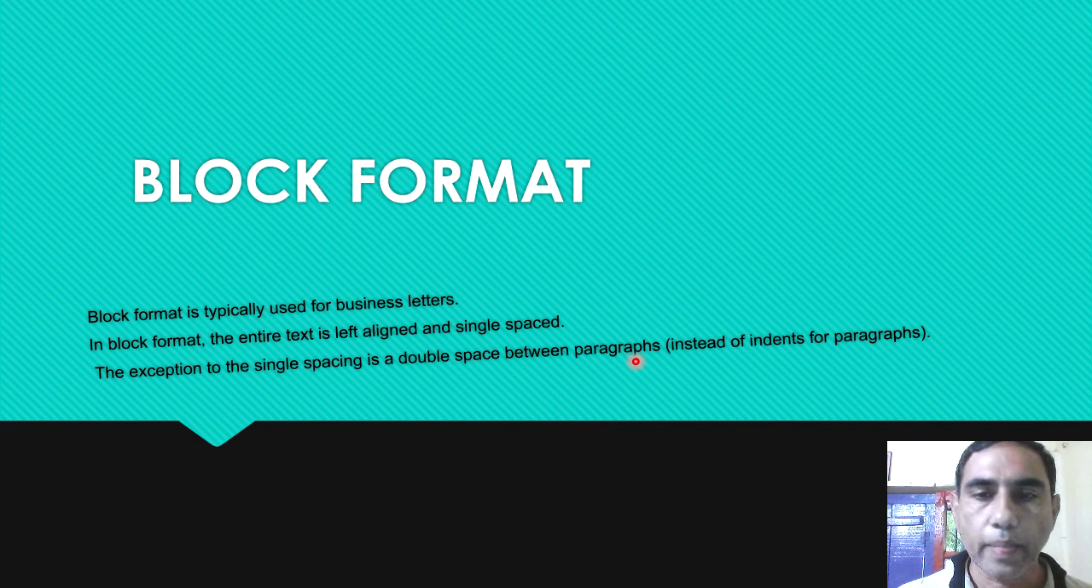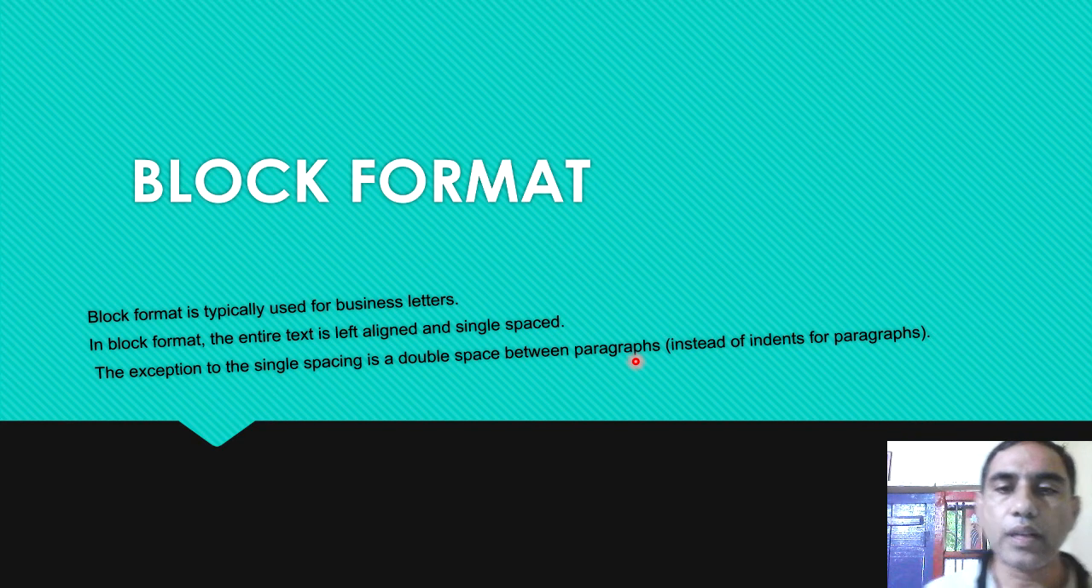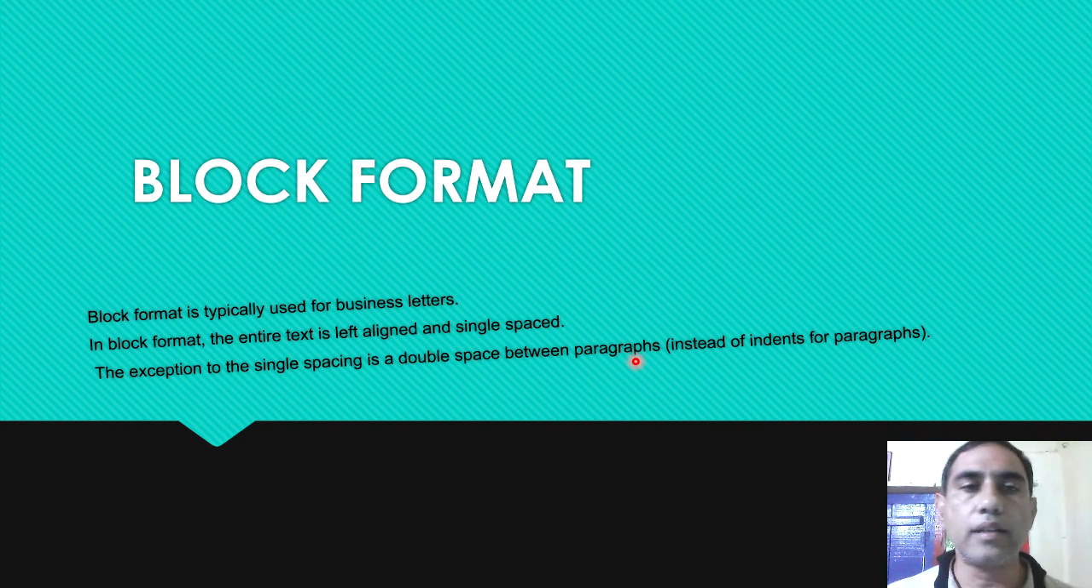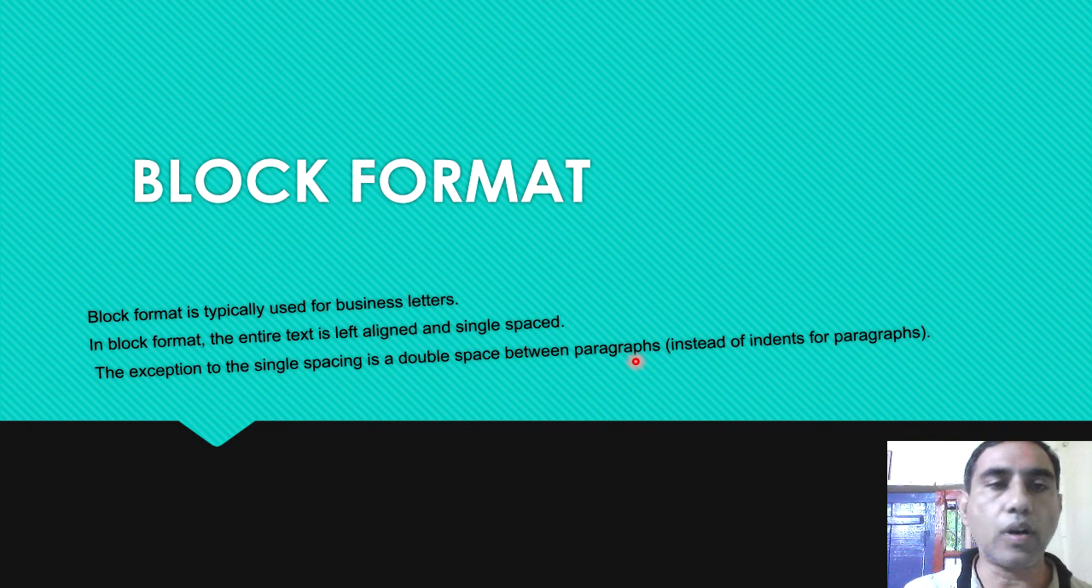Letters to a merchant, letters to officials, letters of complaint to the municipality, police station, etc. come under the category of block format business letters. So let us learn how to write in block format.